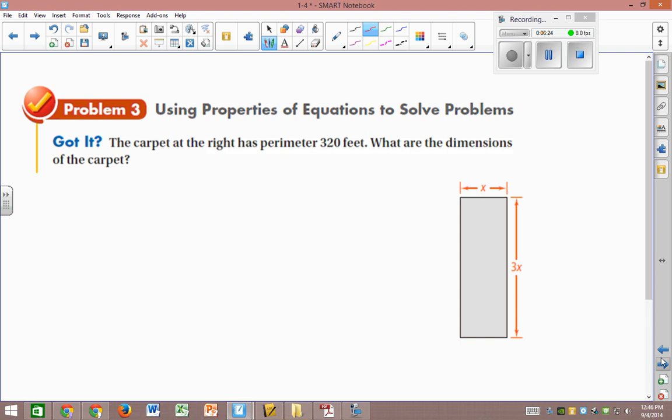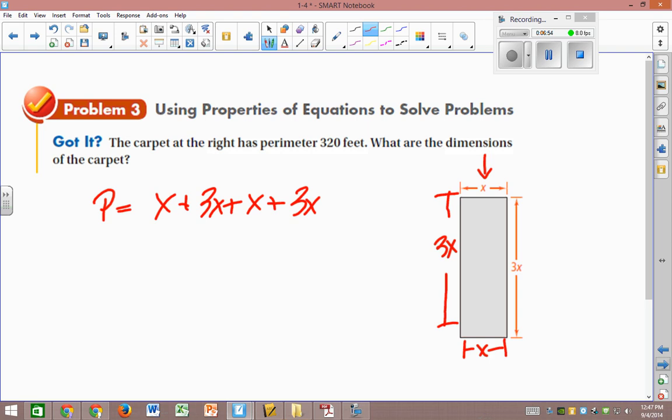But it said, oh, it doesn't say. We're just assuming it's a rectangle. So that means this side is also 3x, and this side is also x. If you want to find the perimeter of something, you have to add up all the sides. So we would just start with one, let's start here. x plus 3x plus x plus 3x. So for this problem, the perimeter is 8x.